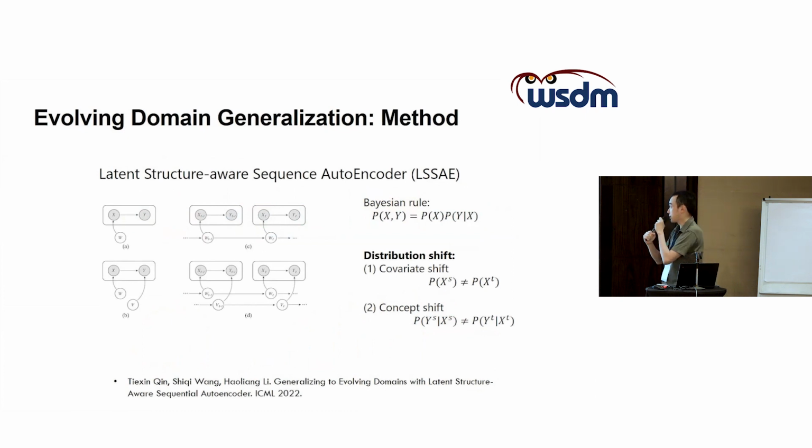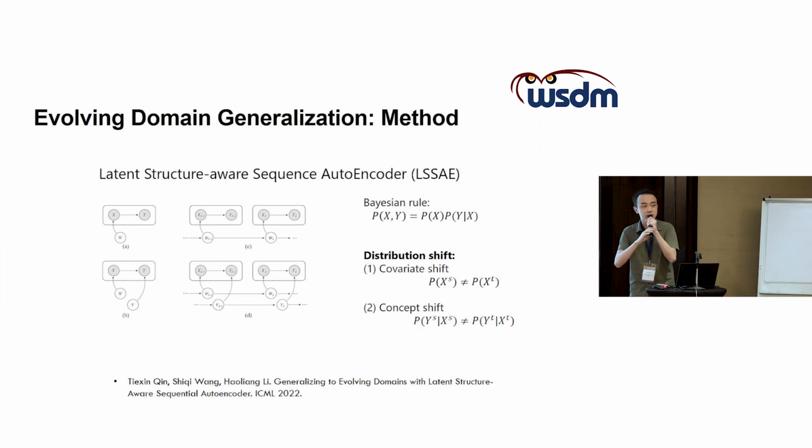The first work I want to introduce models this latent structure with a sequence autoencoder, based on a probability model to tackle this problem. The idea here is that two different kinds of distribution shift are considered. One is based on the data, which we call covariate shift, and the other is based on the label distribution.